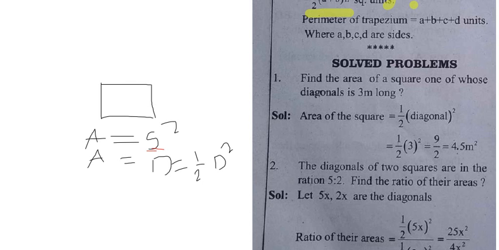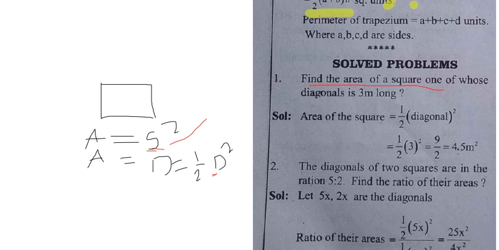That is important. Now see, is this formula applicable for this question? No. Why? Because in this formula, if you want to find the area, we need a side value, but they won't give the side value. What they gave is: find the area of a square, one of whose diagonals is 3 meters long. They gave the diagonal. So with the help of this formula, can we find it?